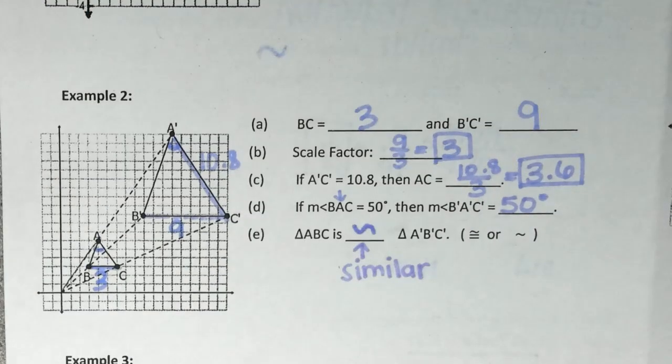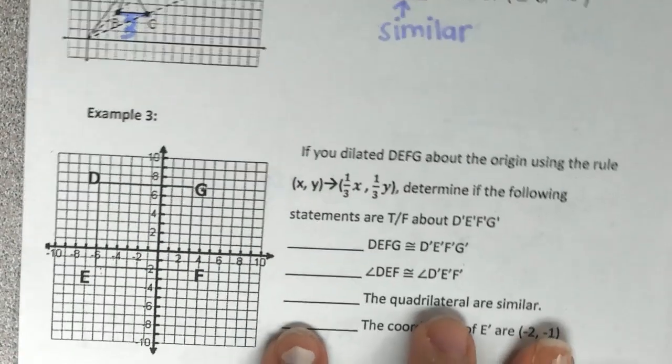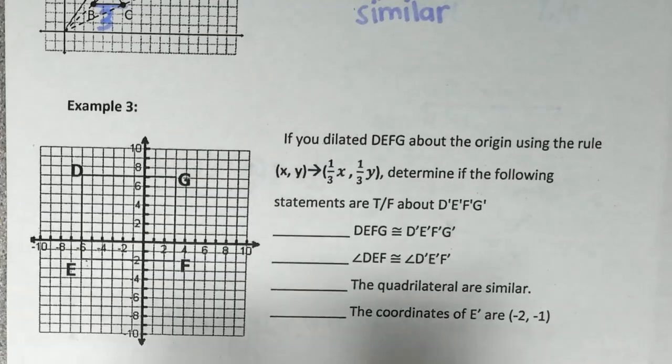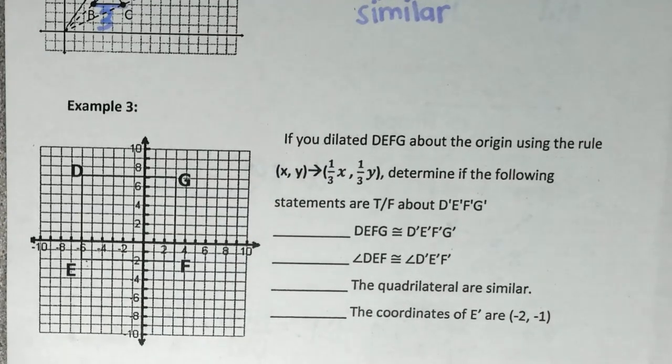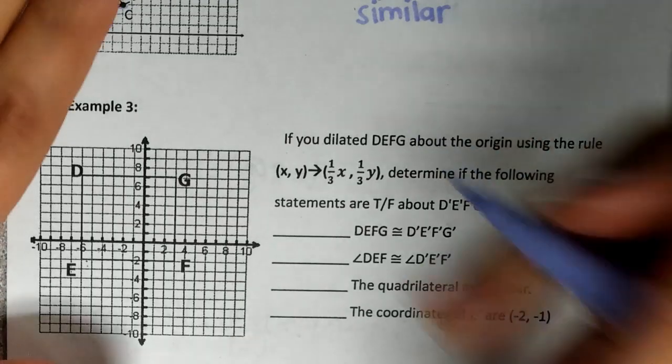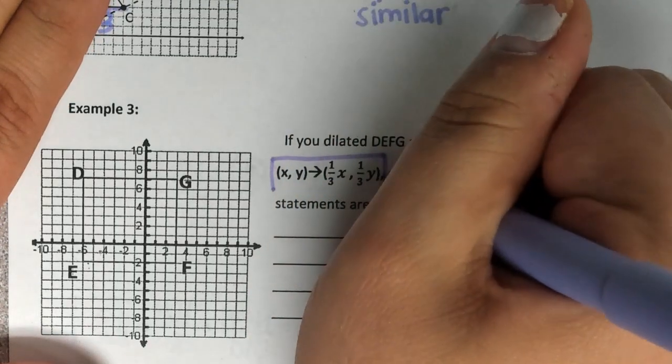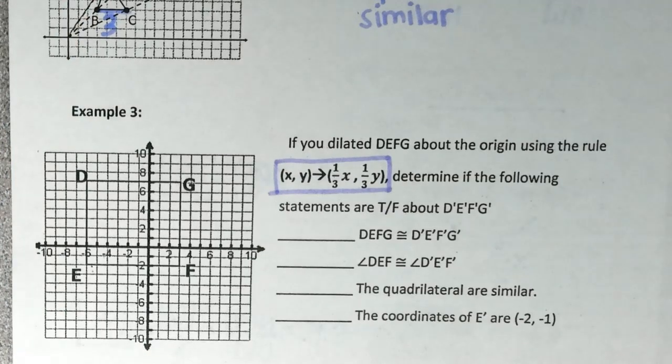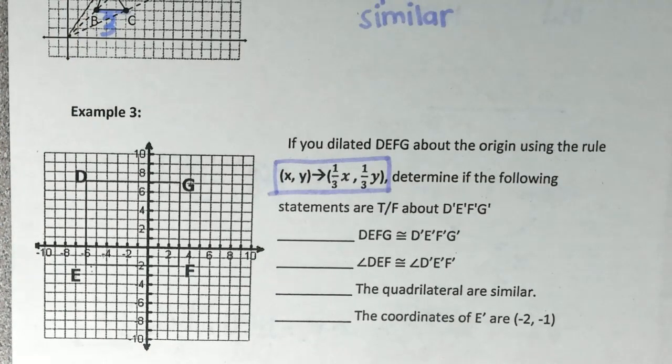Was any of this new? No. All right, if your head's on your desk, pick it up, write this down, please. We have D, E, F, G, and if you dilate it about the origin using this rule, determine if the following statements are true or false.